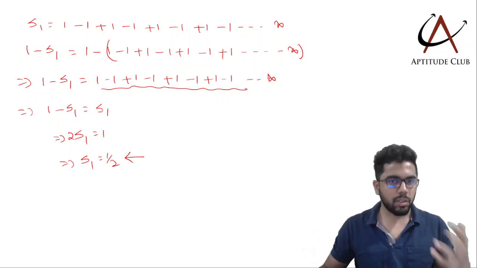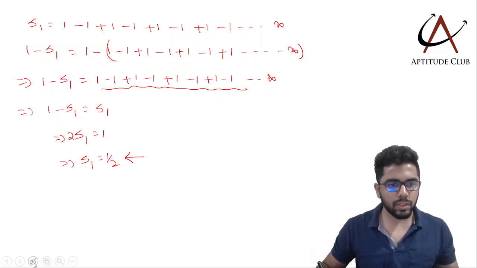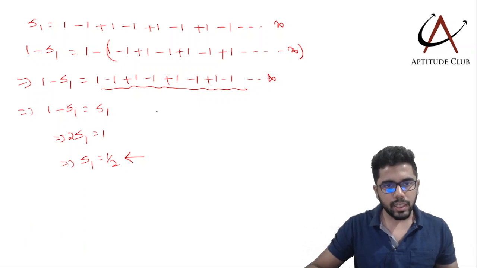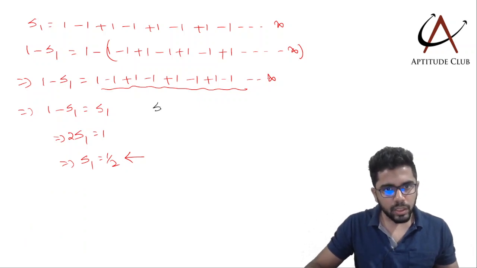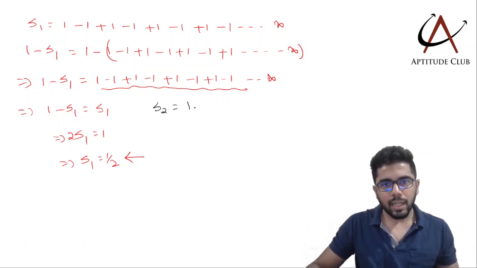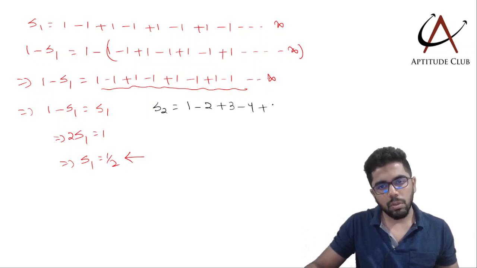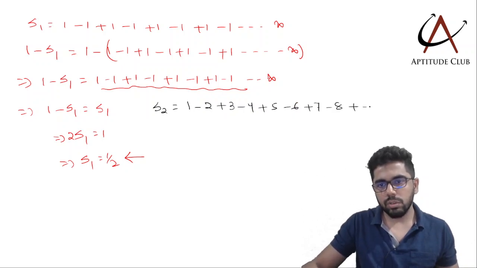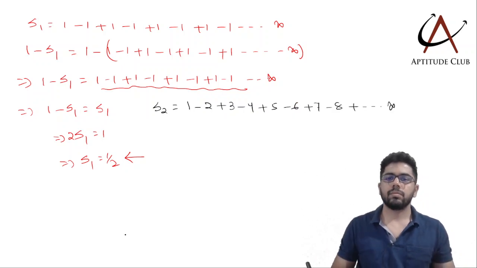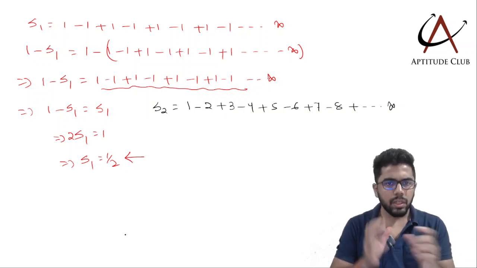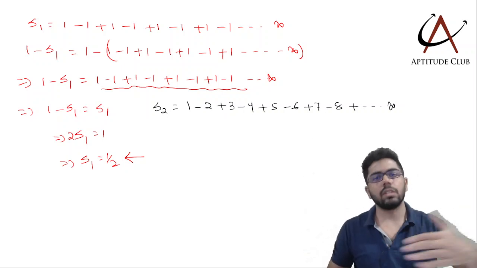Why calculate S1? Going forward, we'll go for a second series. Okay, the second series, let me call it S2, and I'll write it in this way: 1 minus 2 plus 3 minus 4 plus 5 minus 6 plus 7 minus 8, and so on till infinity. Let this be S2. Plus and minus alternate with consecutive natural numbers.